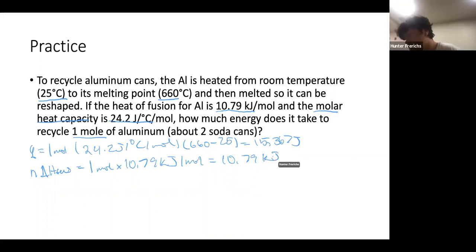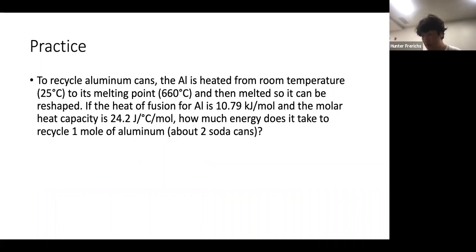What you want to do is convert the joules into kilojoules, because whenever you're working with these types of problems, you want to convert into kilojoules. You can just move the decimal place 3 places over. So that's 15.367 kilojoules plus 10.79. That should give you 26.157 kilojoules. And that's how you do that problem.